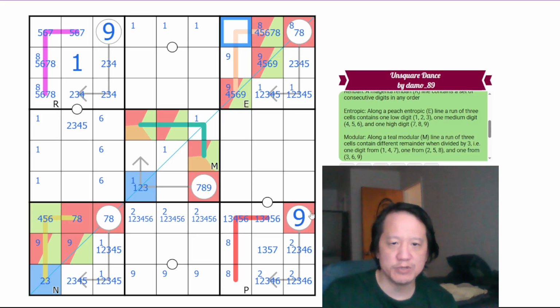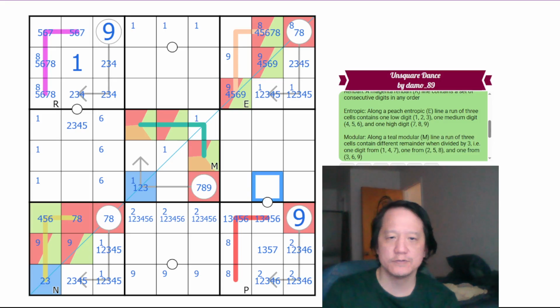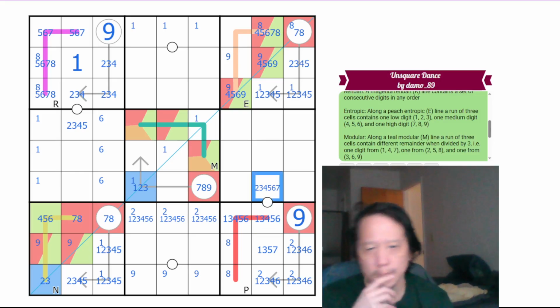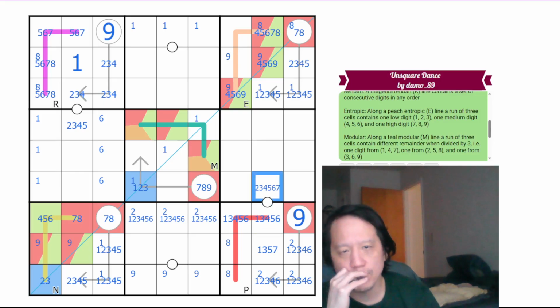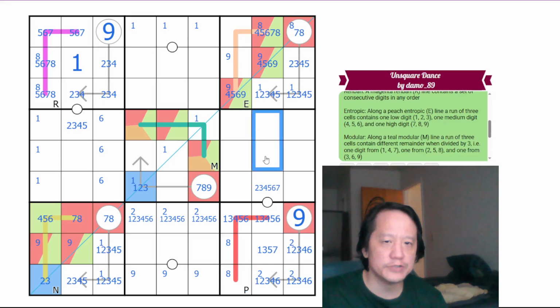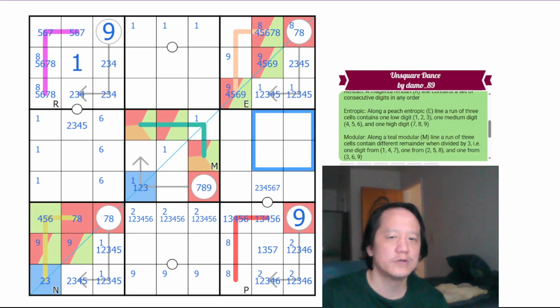So this digit must be consecutive with this. Could be 2, cannot be 1. 1 would have to force 2 there. 3 could force 2 or 4 there. 4 could be 3 or 5. 5 with 4 and 6. 6 with 5 and 7. So those are the possibilities there. So 8 is one of these 2. Where is 8 in column? Well, box 6, it's one of these 4. It's not that helpful.